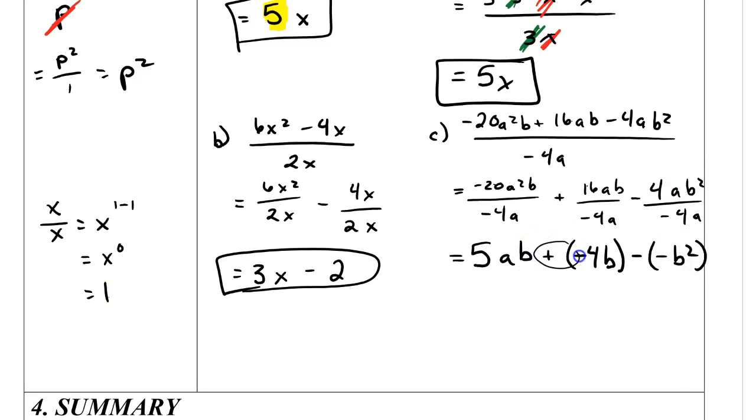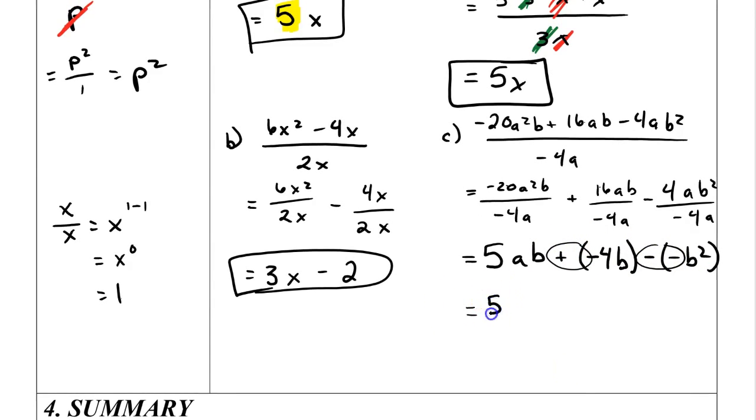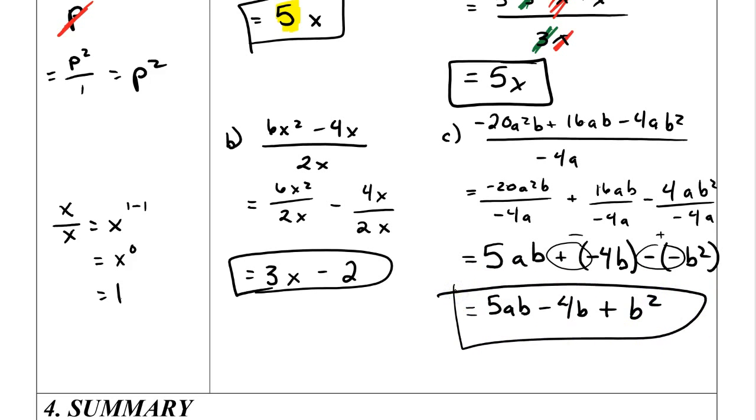So if I'm to clean up this hot mess that we've made with lots of positives and negatives, we have 5ab minus, because negative beside a positive, a positive beside a negative is a negative, 4b, negative, negative, that's going to be positive, plus b squared. I'm going to put a box around it.